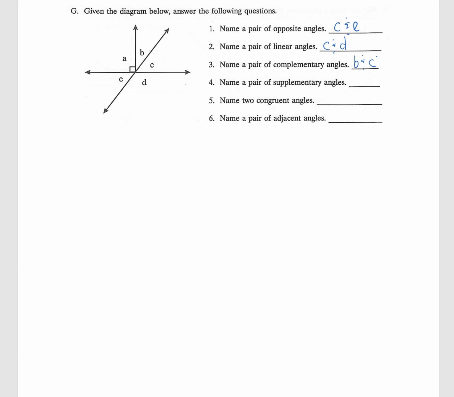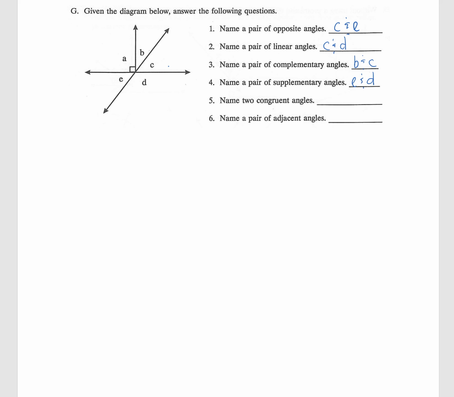Question 4 asks us to name a pair of supplementary angles. And these are angles that add up to 180 degrees. That's going to be similar to a pair of linear angles, but in this case, we're not restricted to angles being next to each other. So we can answer angle E and D because we know they add up to 180 degrees to make a straight line. But again, we could extend this further and think of angles such as A, B, and C together as adding up to 180 degrees.